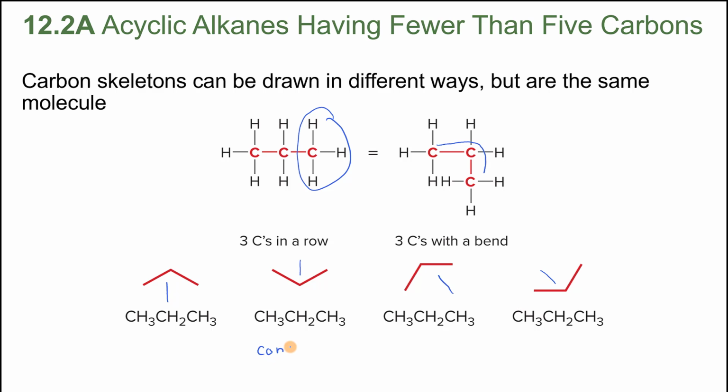And sometimes these are called conformational isomers. So all we're doing is changing the conformation of the compound. So it would be like taking your arm and sticking it out. That would be one conformation. If you bent your elbow one way, that would be another conformation. But we haven't changed the makeup of your arm.